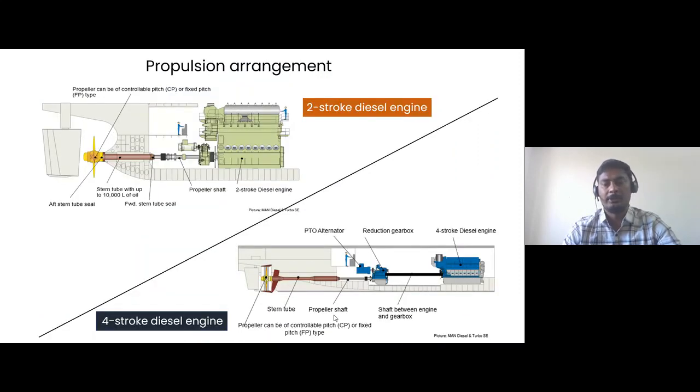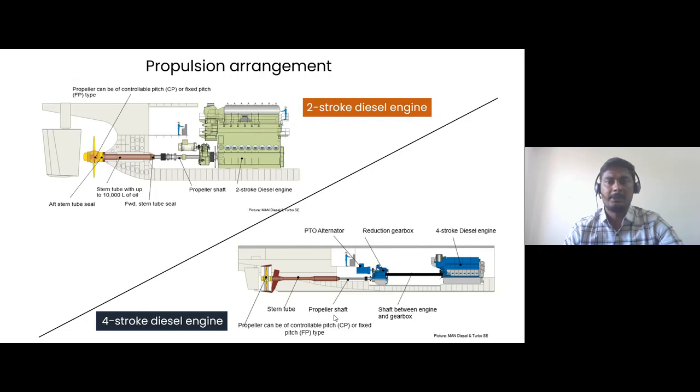If you look inside the ship, you can see a two-stroke engine, and four-stroke engines can also be used in some smaller ships. Four-stroke engines are also used as auxiliary engines for electricity purposes in the ships. The two-stroke engine is only for propulsion, for moving forward and backward. So here is the two-stroke engine.